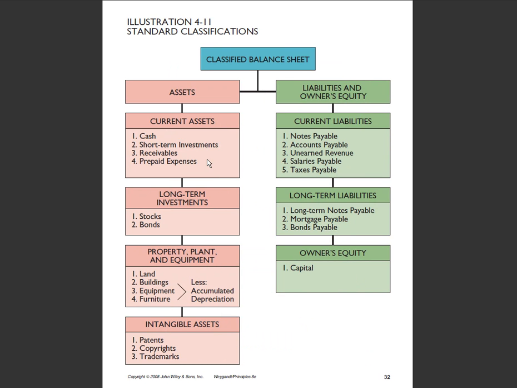Here's a classified balance sheet. Current assets, current short-term in nature will be cash, short-term investments, receivables, prepaids. Long-term, stocks and bonds. Property, plant, and equipment, PP&E. Land, buildings, furniture, equipment, tangibles. And here's a list on here for current liabilities and long-term liabilities. So know the difference between current and long-term for both assets and liabilities.